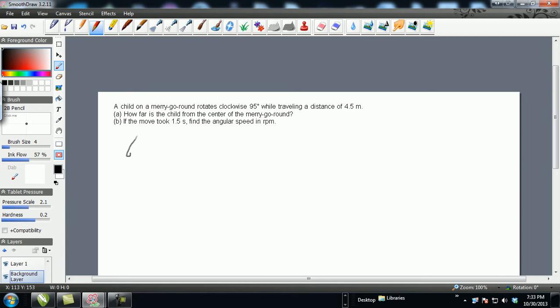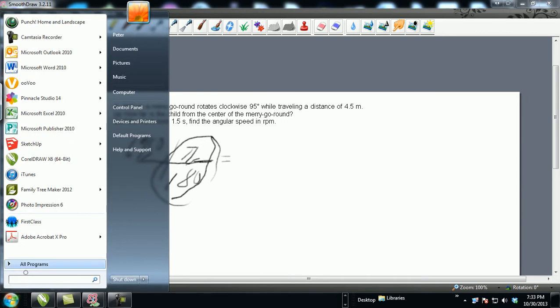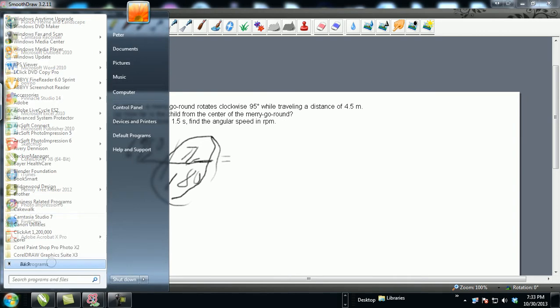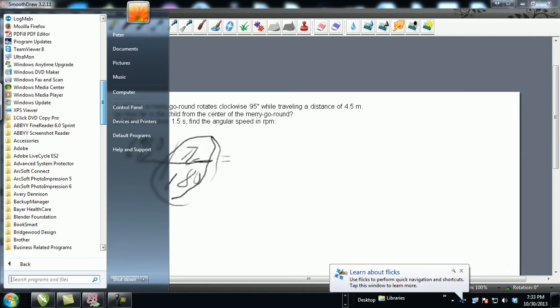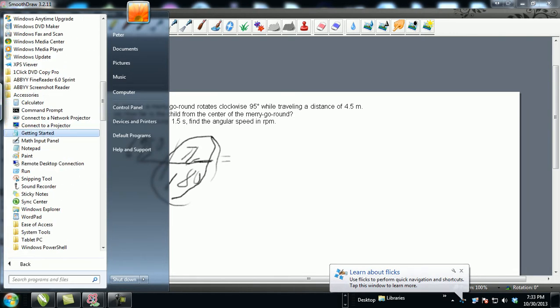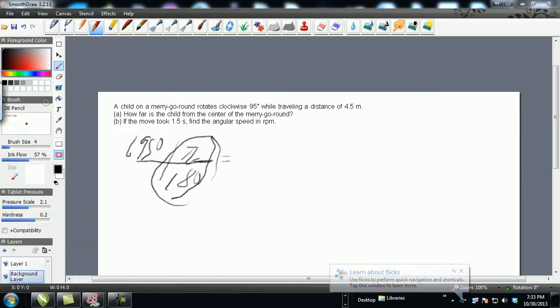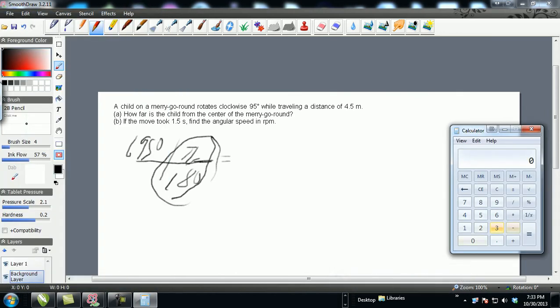Here we go. A child on a merry-go-round turns clockwise 95 degrees. Immediately convert: 95 degrees times pi divided by 180. It sure would be nice to be able to just use the same number right here each time. What would that be if we decided to do that? Okay, I'm going to go get me a calculator, under Accessories, Calculator.